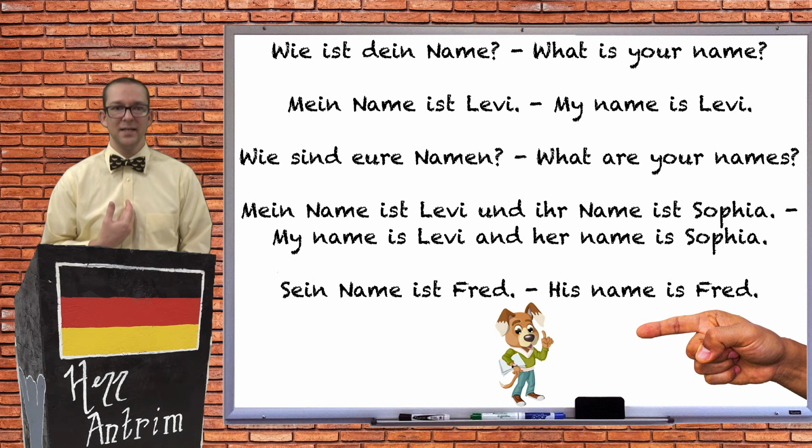Mein Name ist Levi und ihr Name ist Sophia. Or, sein Name ist Fred.